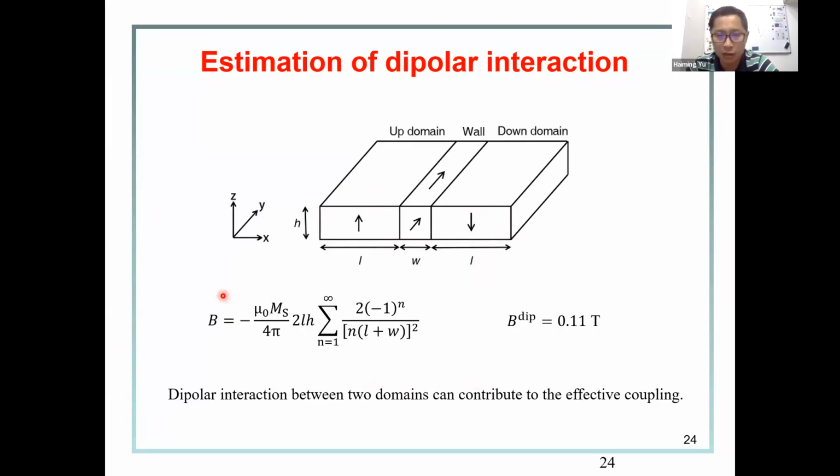So we have a very simple estimation. This is done by Professor Jiang Xiao in the paper, and we can estimate that the dipolar coupling effective field between the two domains, up and down domains, is about 0.11 Tesla. So it is weaker than the value we fit, but at the same order of magnitude. So we believe the dipolar interaction between two domains definitely contributes, but probably not purely by dipolar interaction.